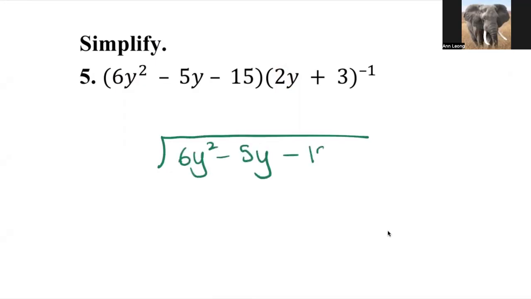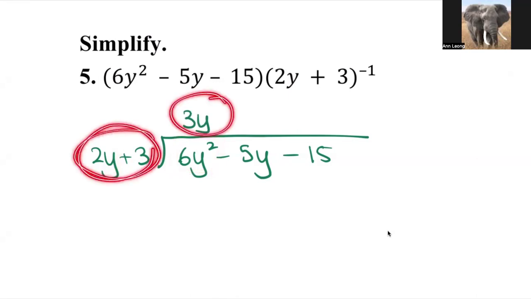I like long division, but definitely synthetic has the advantage because you don't have to write as much. But just as a reminder of how to do long division, we're going to take my first terms and think, what times 2y gets me 6y squared? Or you can think 6y squared divided by 2y gets me what? Hopefully you're thinking 3y.